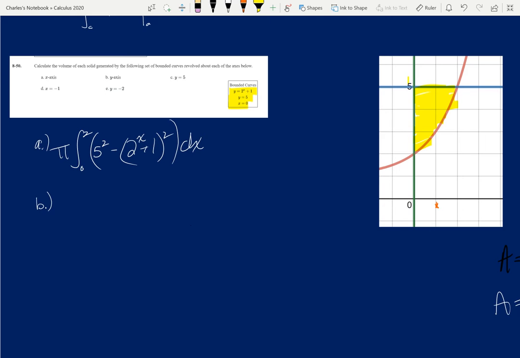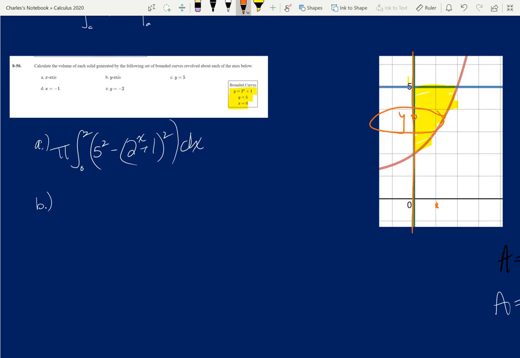Okay? So now what happens in B? In B, we're not rotating around the x-axis. Now we're rotating around the y-axis. So what happens now? Well, now there's no space in between the highlighted section and the axis that I'm rotating it around. So instead of a washer, it's going to be just a disk. A disk is easier. That's just your formula for a circle, pi r squared.